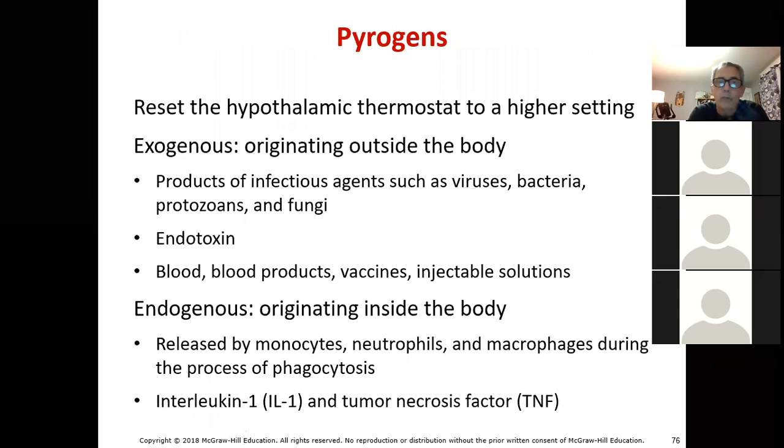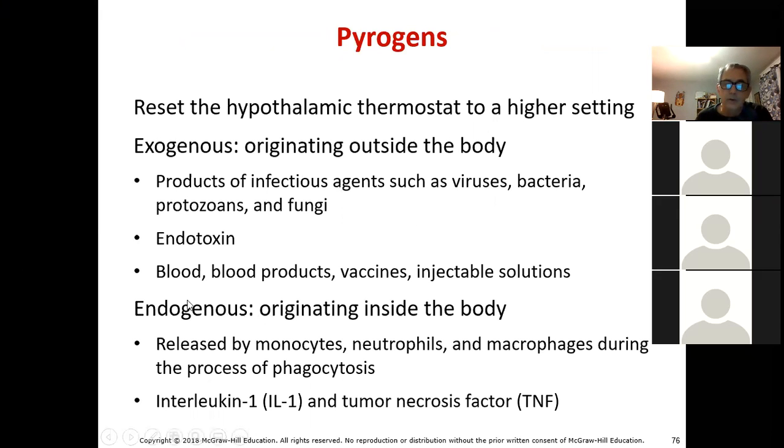Now, pyrogens. Our hypothalamus in our brain is the thermostat that sets our body temperature. But exogenous pyrogens from outside our body, like viruses, bacteria, protozoans, fungi, the endotoxin, which is that toxin found in the LPS layer of gram-negative bacteria, can cause fever. But our body itself can release molecules, endogenous pyrogens. These are released by monocytes and neutrophils and macrophages. Two endogenous pyrogens, interleukin-1 and tumor necrosis factor, can stimulate fever.